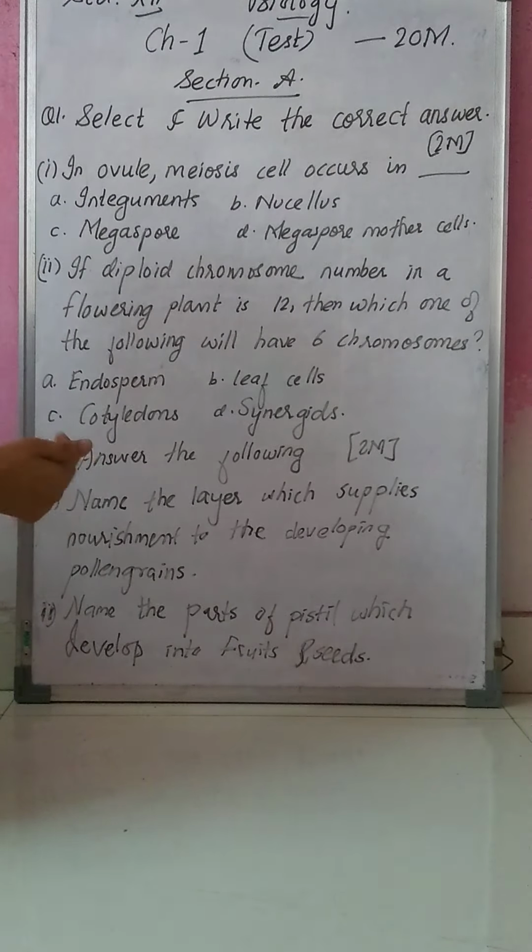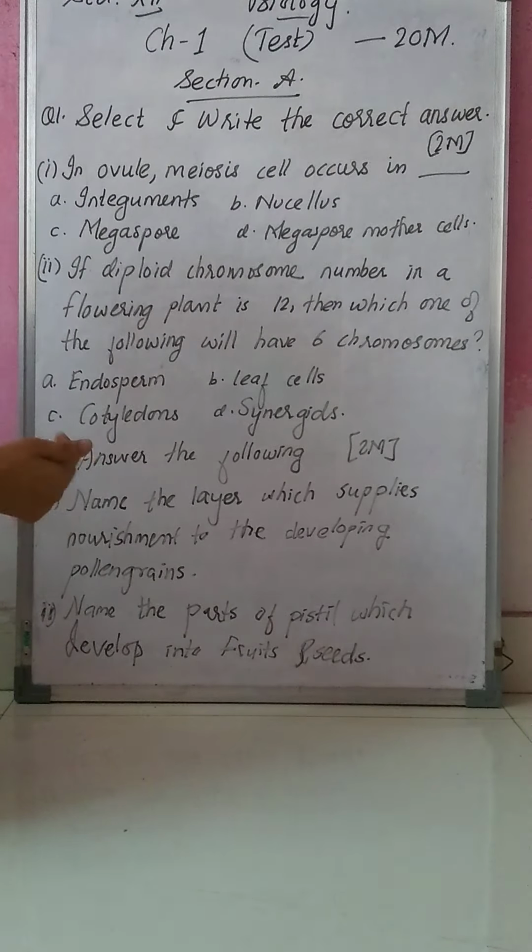Four options are there. A is integuments, B is nucellus, C is megaspore, and D is megaspore mother cell. You have to find out the answer and then write the correct answer with the option. Whatever the correct answer is, you have to write the option number. First write the question number, then the option number and the correct answer, and you will get full marks. No need of writing the entire question.